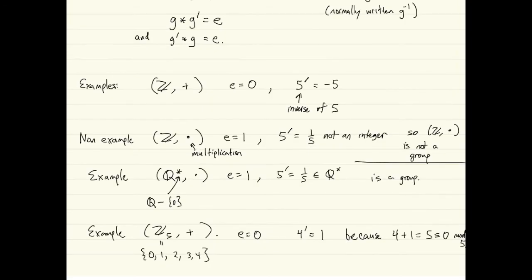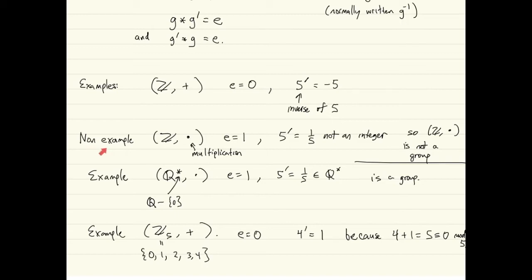So here are some simple examples of groups. The first example is the set of the integers, so that's positive integers, negative integers, and 0, and the binary operation is usual addition. Then the identity element is the number 0, because if you add 0 to any number, you get that same number back. Then the inverse, so 5 primed, is the negative of 5. I just chose 5 as an example to make things concrete.